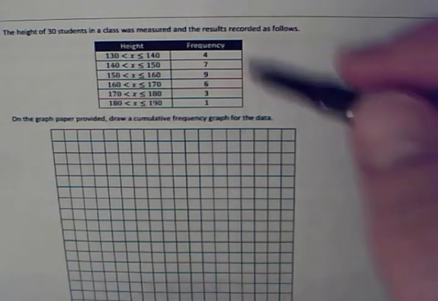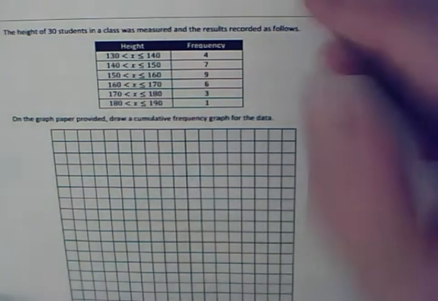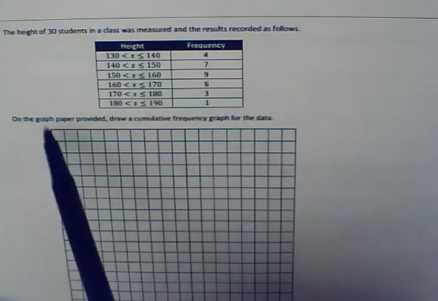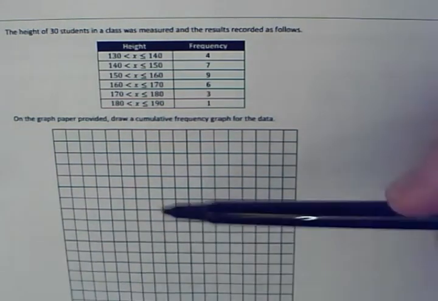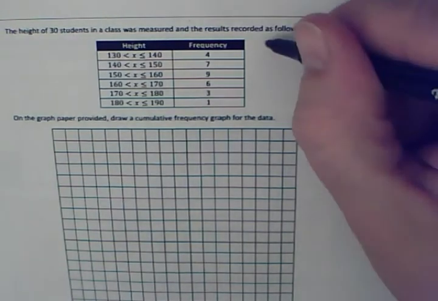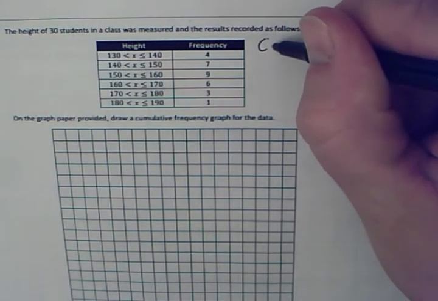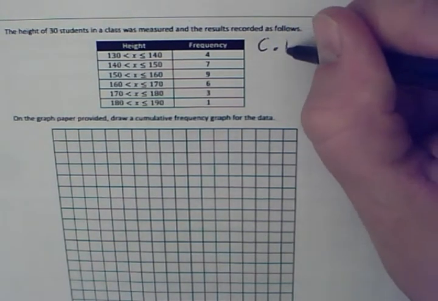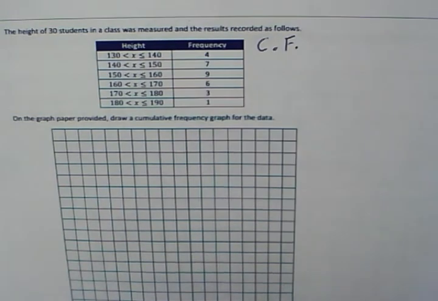So, right, well, the first thing I need to do, let's have a look. On the graph paper provided, draw a cumulative frequency graph for the data. I know it's going to be a cumulative frequency, so I'm going to put a cumulative frequency column in here, and I'll just call it CF, but you can write cumulative frequency if you want.